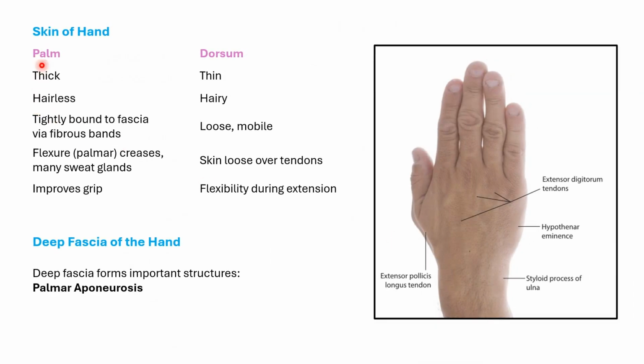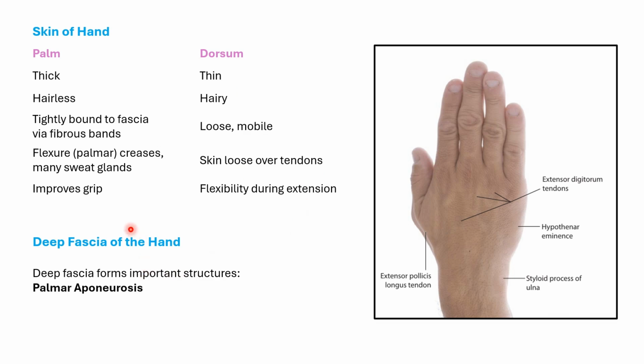Now we learn about the skin of the hand. There are two types of skin, palm skin and dorsum skin. Palm skin is thick, hairless, tightly bound to fascia via fibrous bands, and contains flexor or palmar creases and many sweat glands. Its function is to improve grip. Dorsum skin is thin, hairy, loose and mobile. The skin is loose over the tendons and allows flexibility during extension.